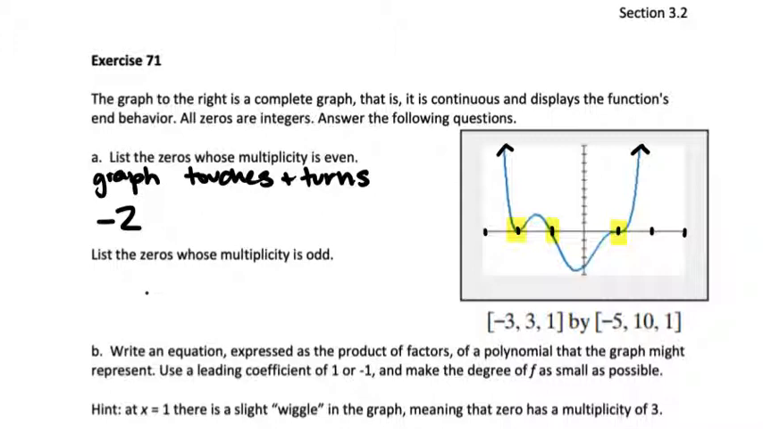The second question is to list the zeros whose multiplicity is odd. So looking at my graph, I have 2 zeros where the graph crosses the x-axis. And those are at -1 and +1.